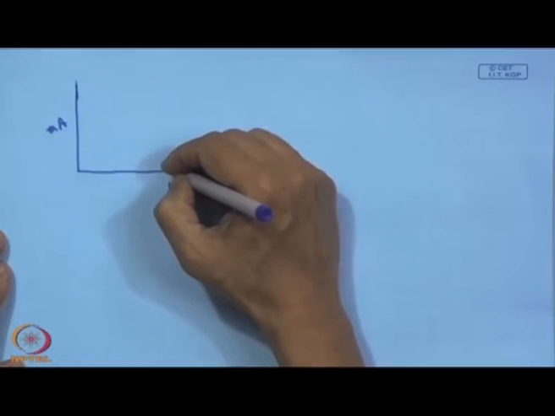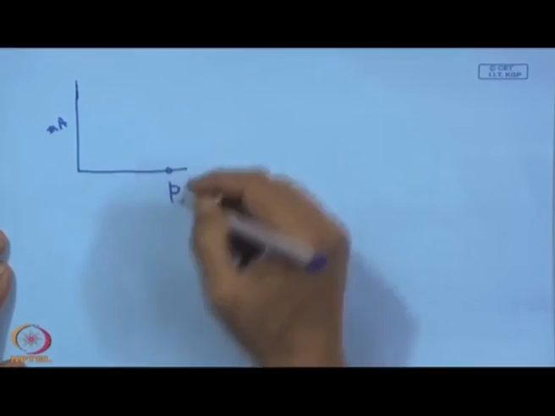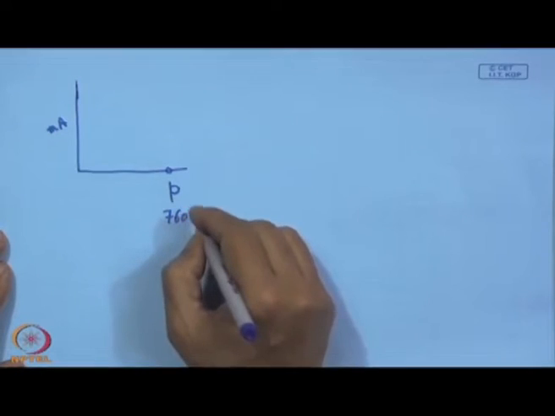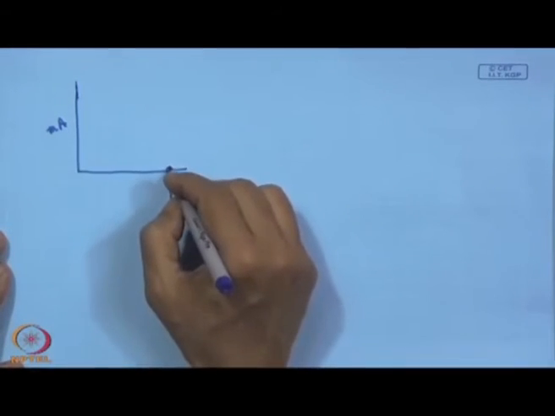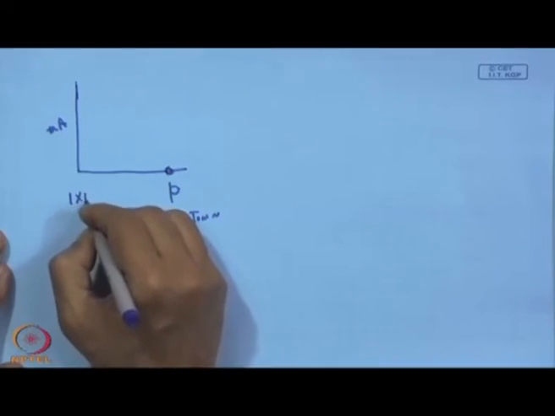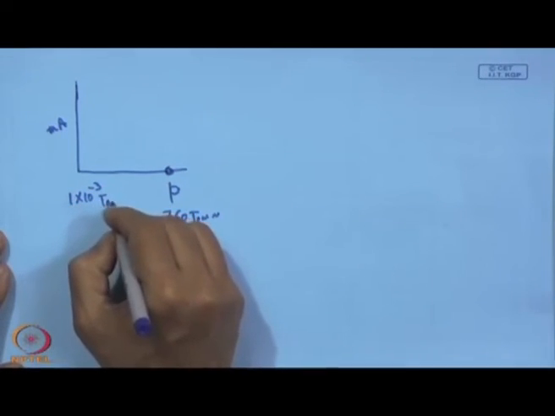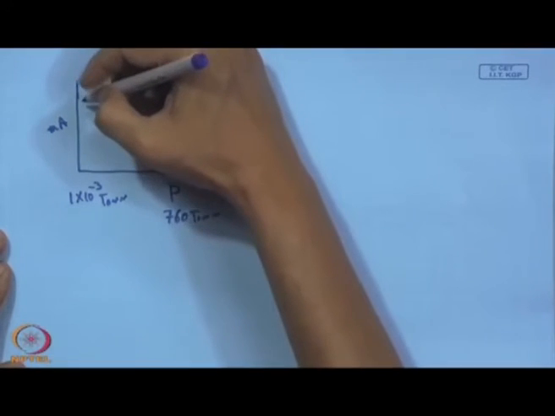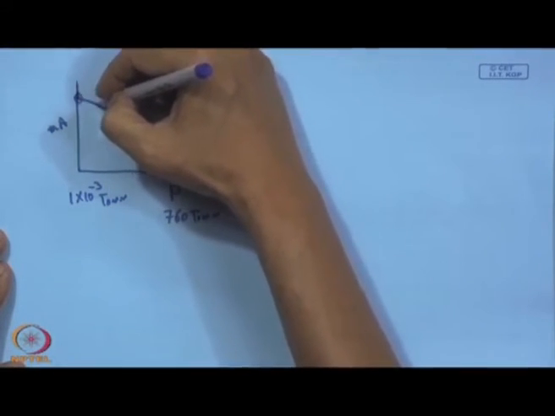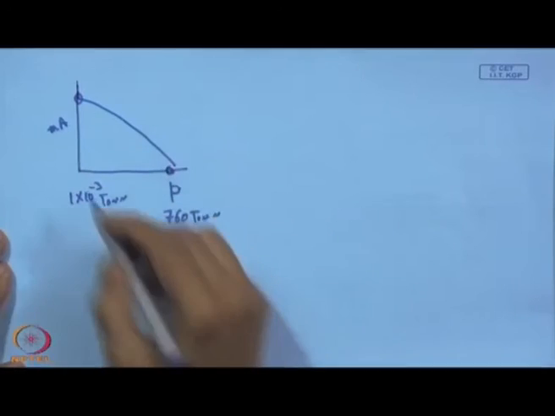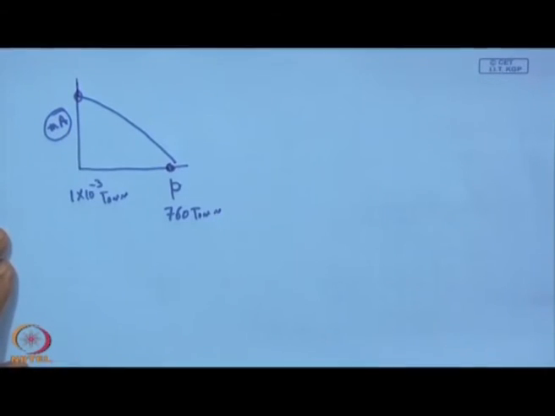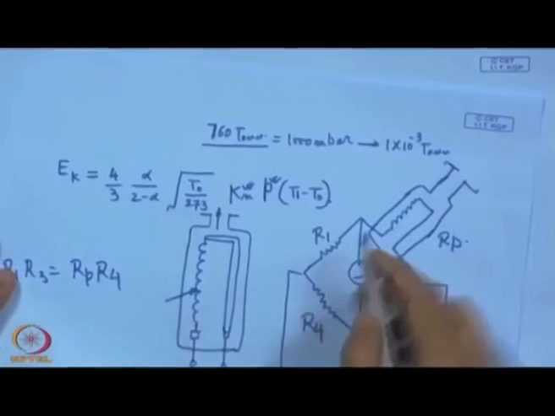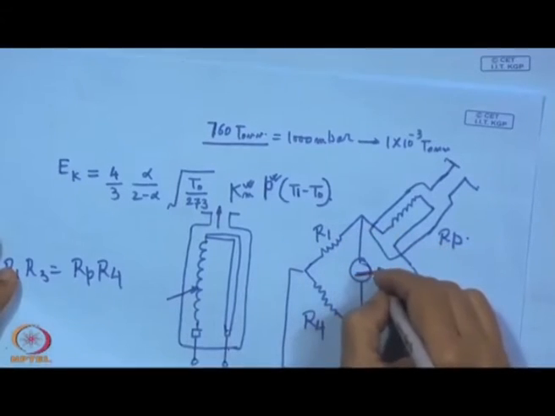So, this bridge may be balanced at atmospheric pressure. This is 760 torr. So, at 760 torr it is balanced, so the signal is 0, and when it is about 10 to the power minus 3 torr, that is the limit, and here we have a full scale reading. So, the graph may be like this, and that is the milliampere output from the bridge.